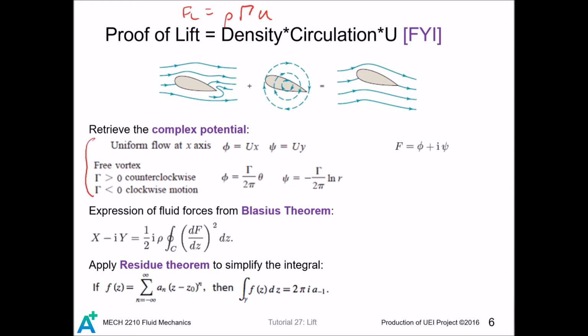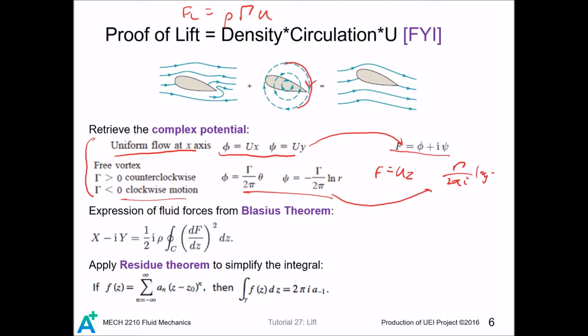So this comes from chapter 6. For uniform flow, these are the velocity potential and the stream function. And the complex potential is defined this way. So if we plug this in, we get F equals UZ. But we still have to add the vortex. And if we add this term here, it will look like this. But since the vortex goes clockwise, we shall make a negative sign in between.